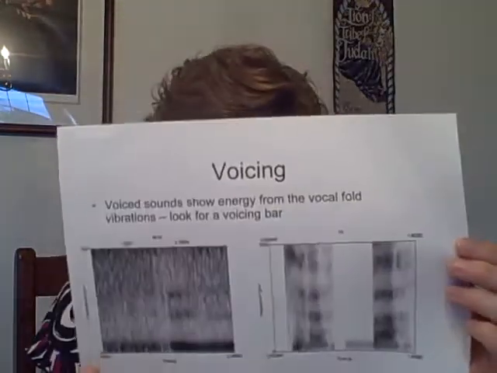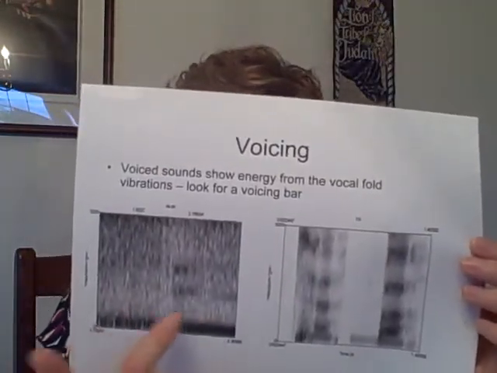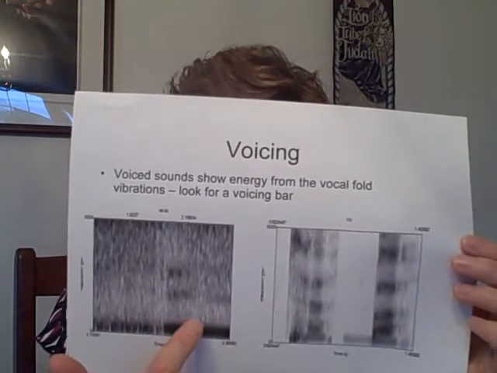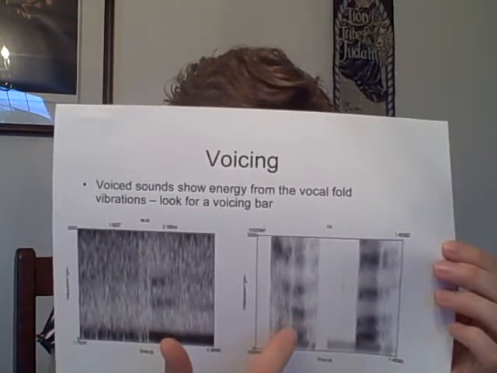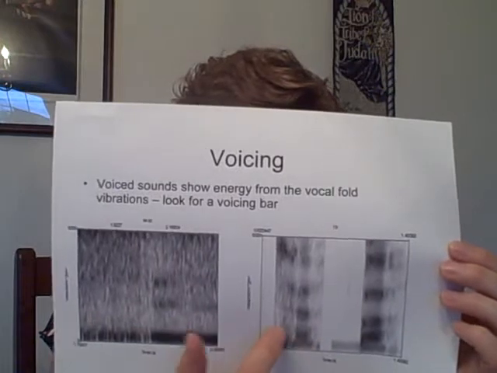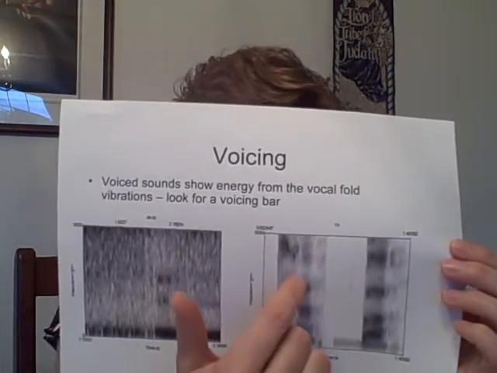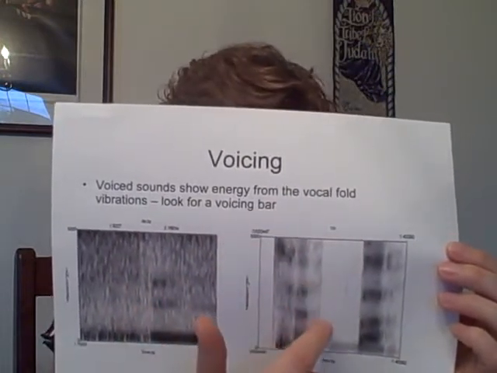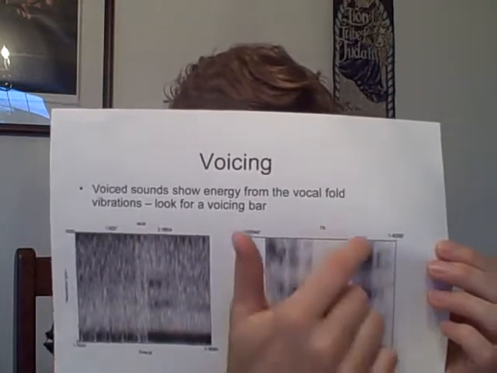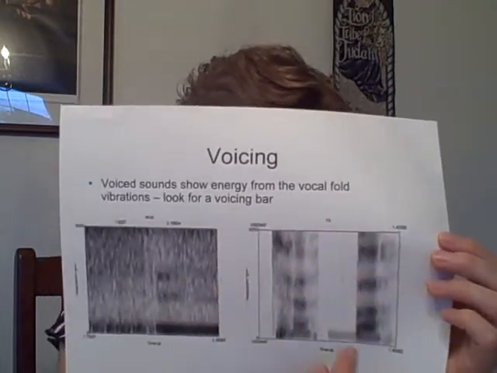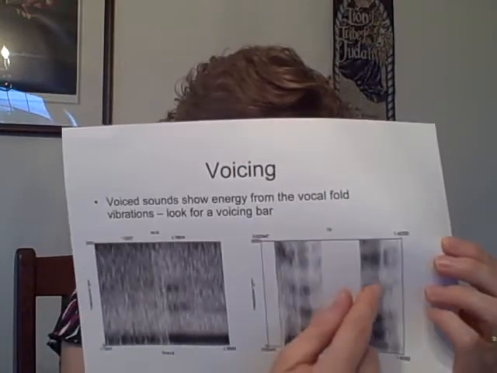Voicing shows energy from the vocal folds or vibrations. Look for a voicing bar. So where's the voicing bar? This is S and Z, and this is T and D. If you look at it, there's a little bit of voicing in the T. It shows up. I'm not quite sure why. But here's the voicing bar. It's really clear, and you can see those formants showing up in voiced stops.